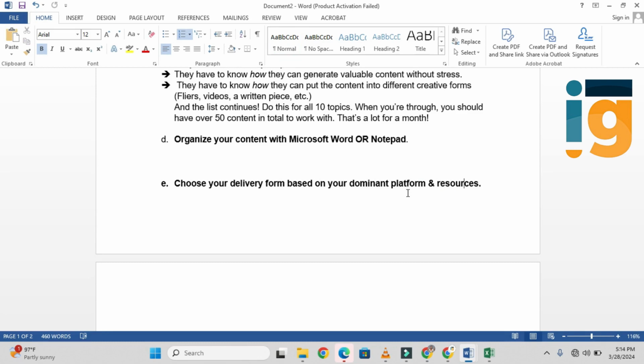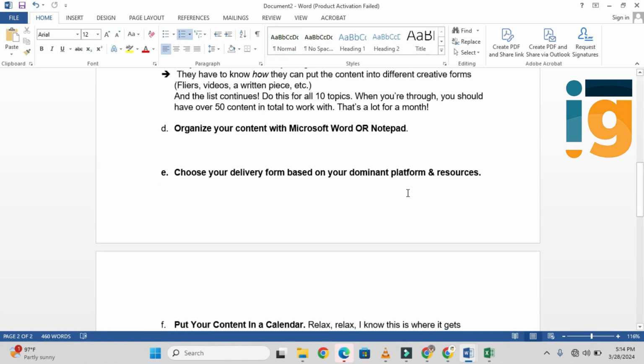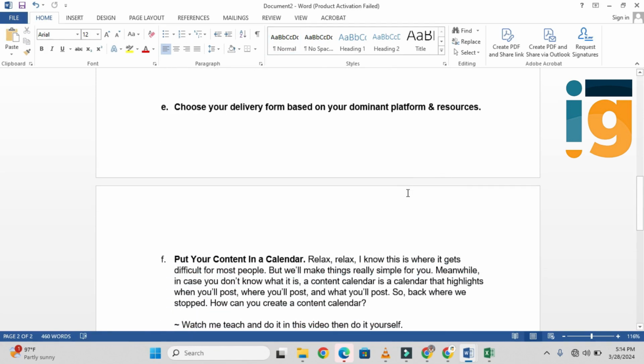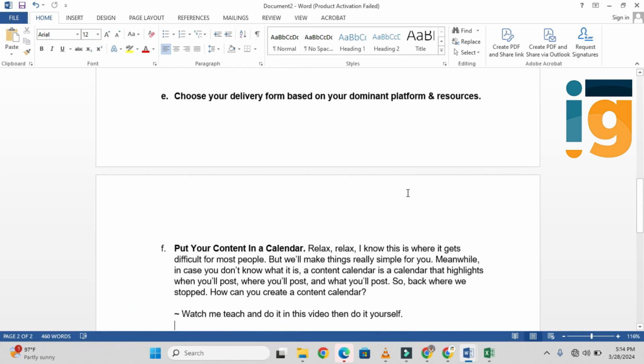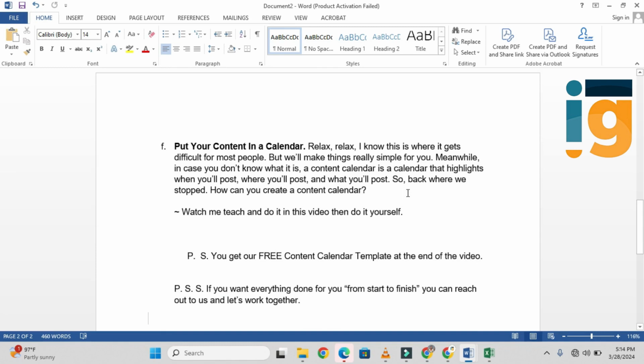Once people can get answers to their problem from you, they see you as credible, they refer you, they actually patronize you, and then you end up having the resources that you didn't have initially. But you have to first solve people's problems. Now once you make that decision, once you choose your content delivery form based on your dominant platform and your resources, the next thing you need to do is to put your content in a calendar.